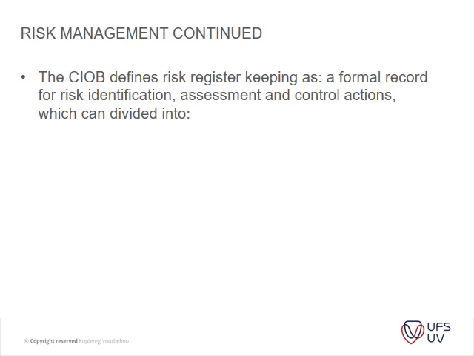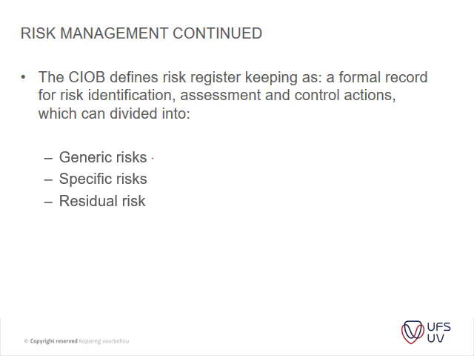Okay, then the CIDB defines risk register keeping as a formal record of risk identification, assessment, and control actions, which can be divided into our generic risks. The generic risks represent risks which are irrespective of project type or nature. This is the stuff that you will always have on a construction site.